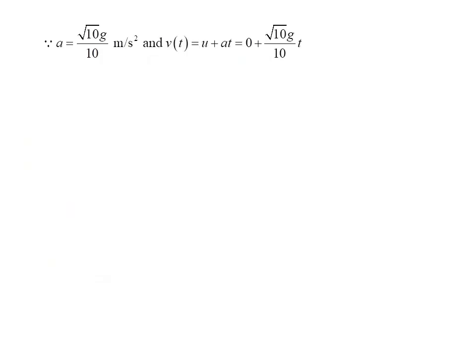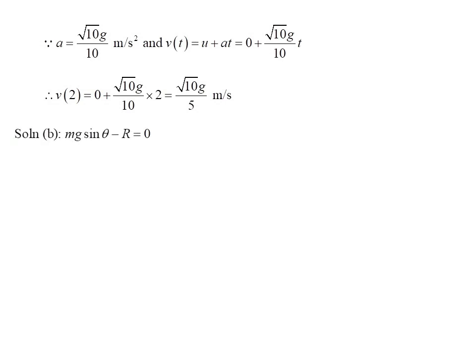Since the acceleration a equals square root 10 times g over 10 meters per second squared, and v of t equals at, which equals square root 10 times g t over 10. So v of 2 equals square root 10 times g over 5 meters per second.